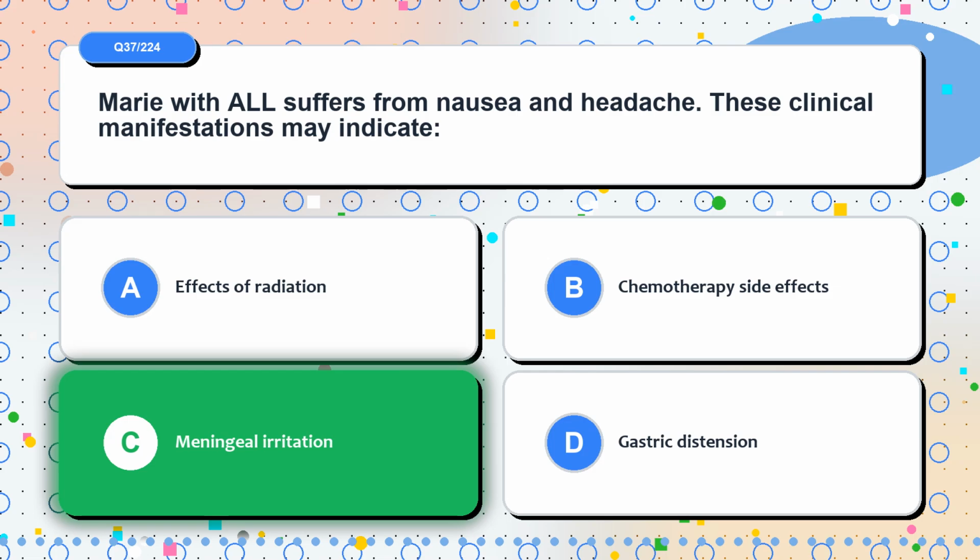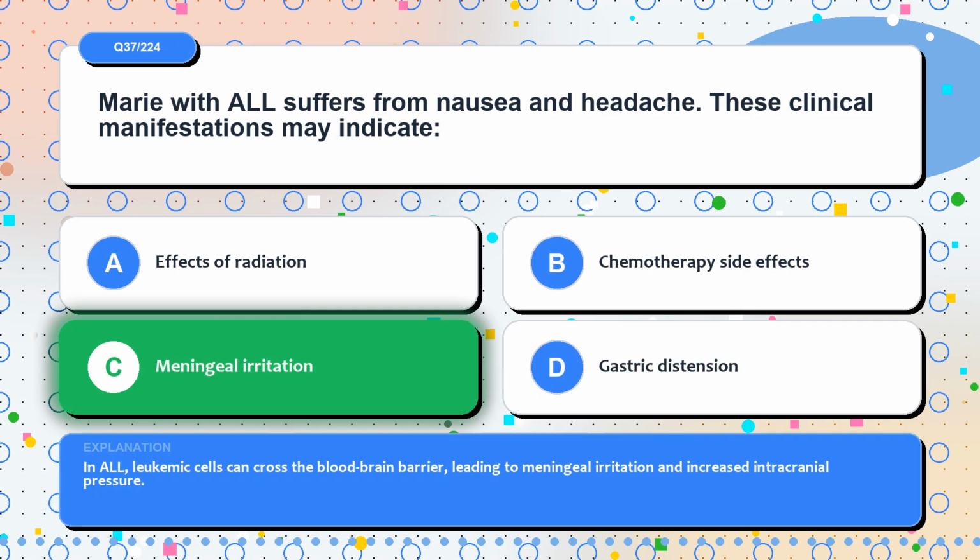The correct answer is option C. Meningeal irritation. In ALL, leukemic cells can cross the blood-brain barrier, leading to meningeal irritation and increased intracranial pressure.